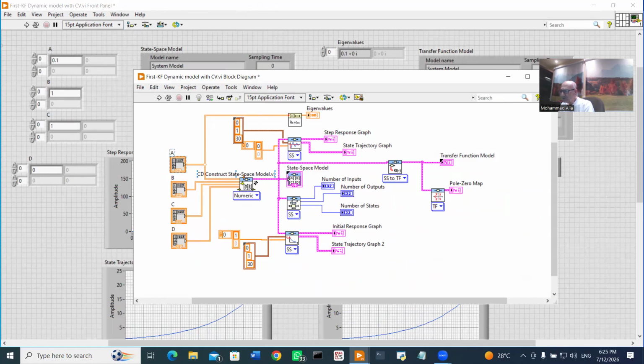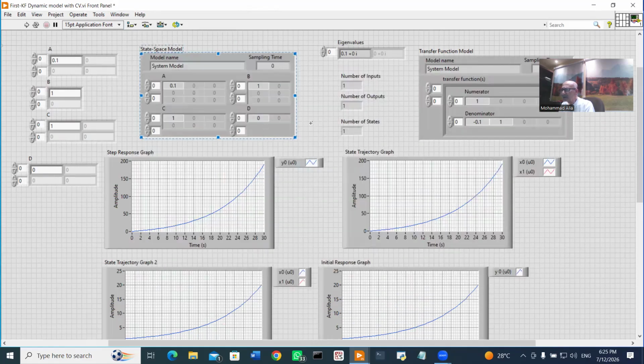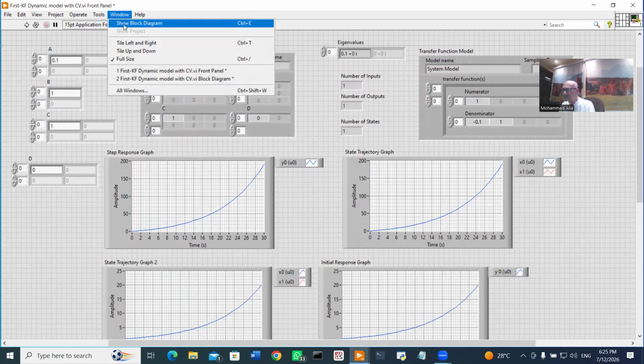The output of the state space model is shown as a state space model here. This is the matrix A. This is matrix B, the same values as here. This is C, and this is D. This is shown as a cluster, which includes all these elements together.